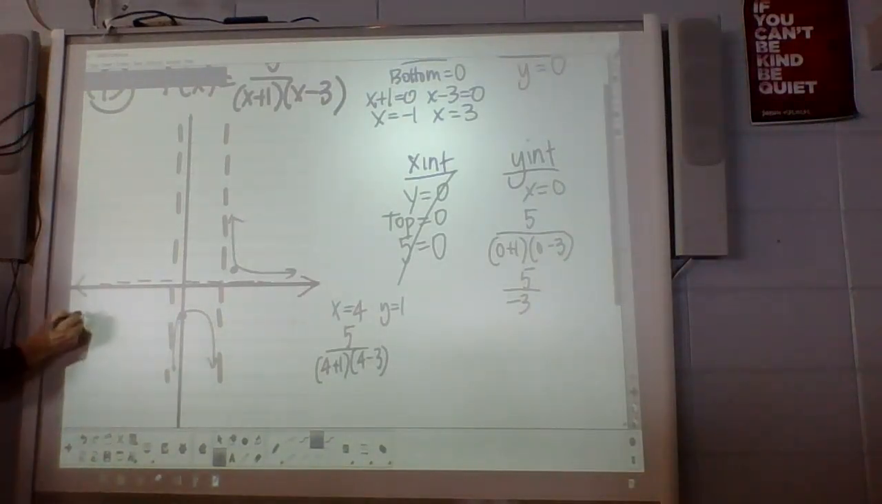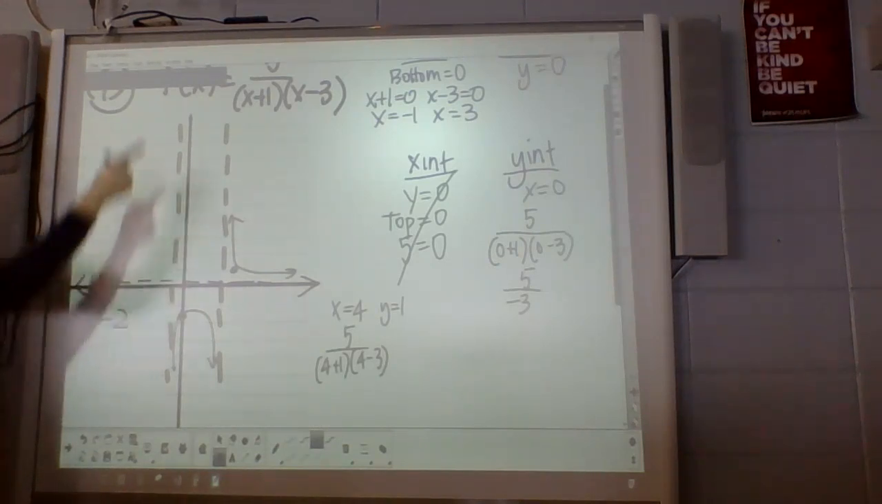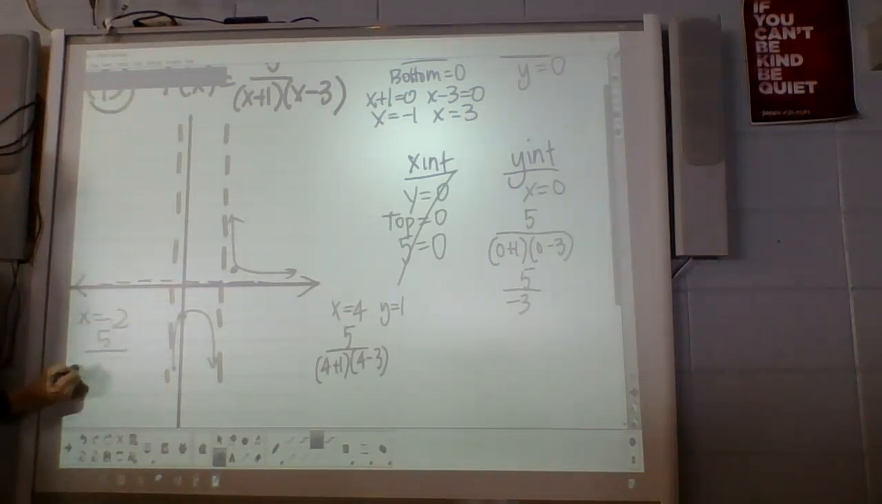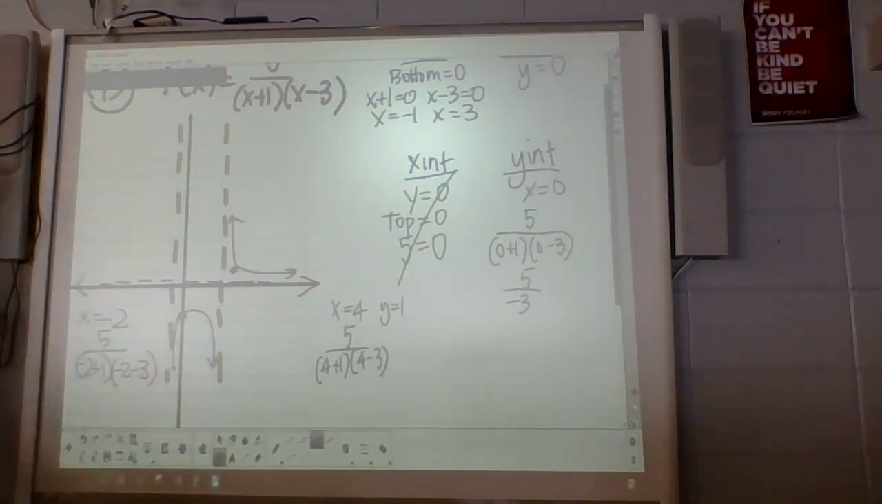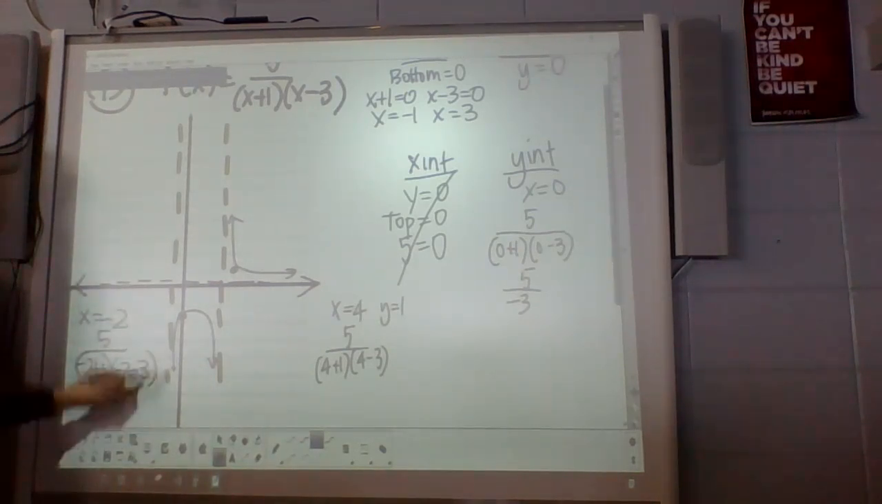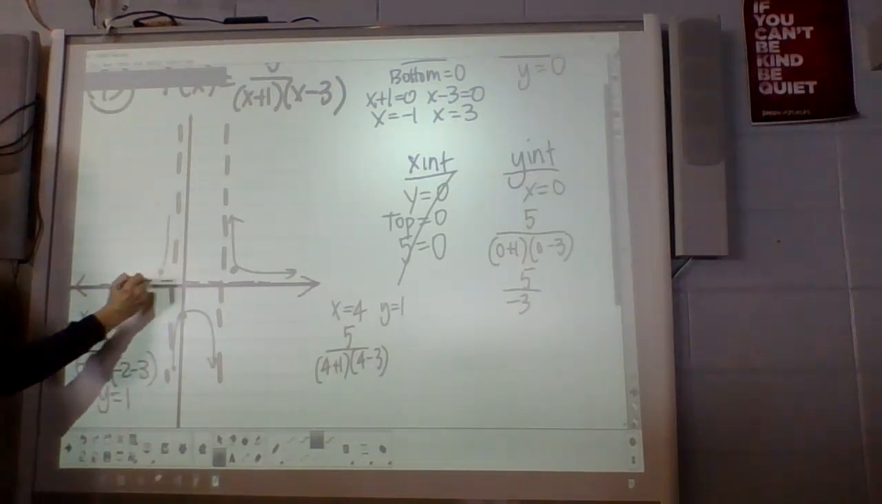Then I can check negative 2. Put negative 2 in. 5 over negative 2 plus 1, and then negative 2 minus 3. This is a negative 1 and negative 5. It becomes a positive 5, so it's 5 over 5. So y is also 1. So then it's over here as well.